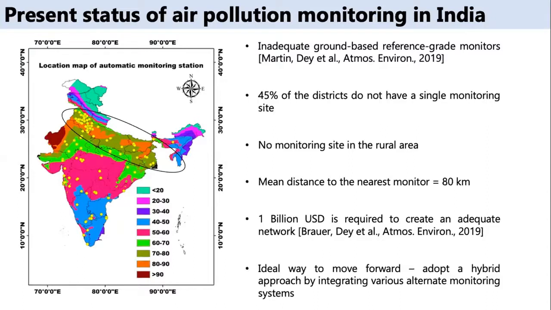That's why if you try to calculate the mean distance to the nearest monitor for the Indian population, that number is pretty large, 80 kilometers. And we did some estimate that if we really want to deploy an adequate number of reference grade monitors, we need at least $1 billion US, which is a very high amount for India. So what is the way forward? The way forward, what I believe and many others also believe, is that we should adopt a hybrid approach by integrating various alternate methods.